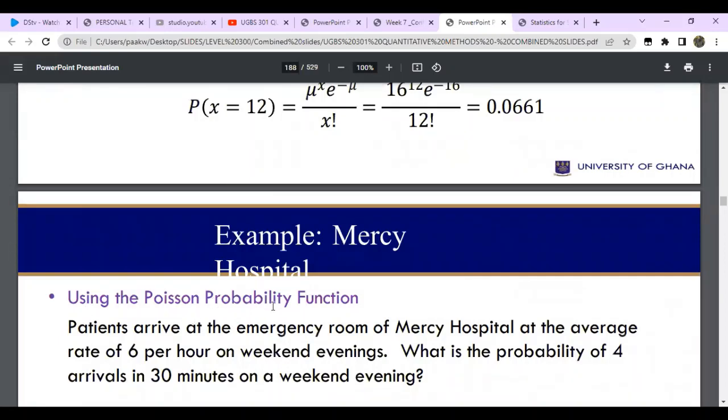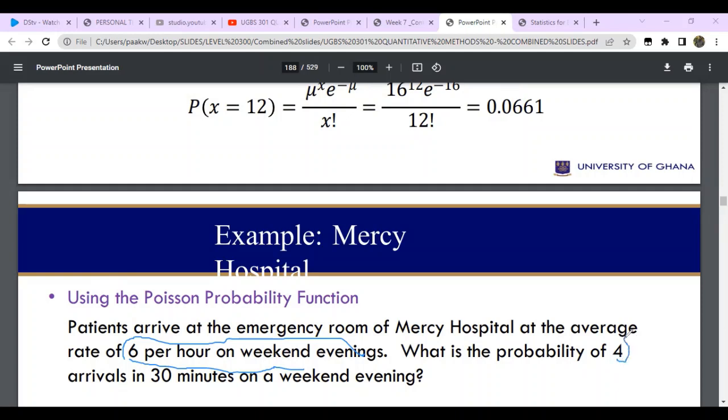So using the Poisson probability function, patients arrive at the emergency room of Mercy Hospital at the average rate of 6 per hour on weekend evening. So 6 here will be what? What does the 6 stand for? The moment you see average rate per session, you see that this 6 here is our lambda. You get it?